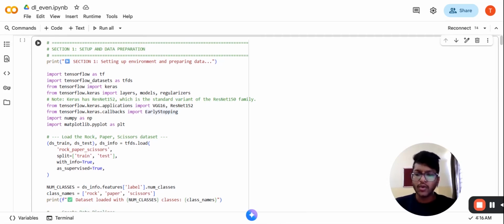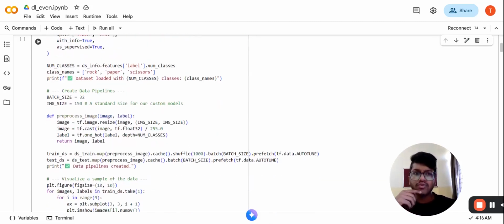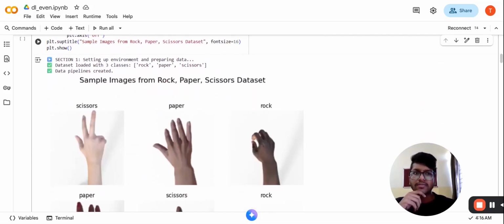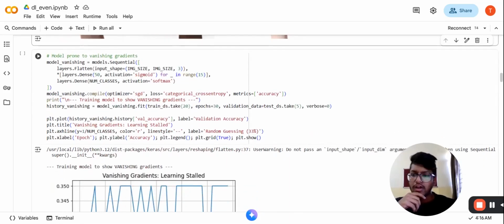So we begin by loading the raw rock paper scissors dataset from the TensorFlow datasets. It's a simple three-class dataset that's perfect for quick experiments. Each image is resized to 150 by 150 pixels, and the pixel values are normalized between 0 and 1, and this helps a model train efficiently. After preprocessing, I displayed a few sample images to confirm that the pipeline worked correctly.